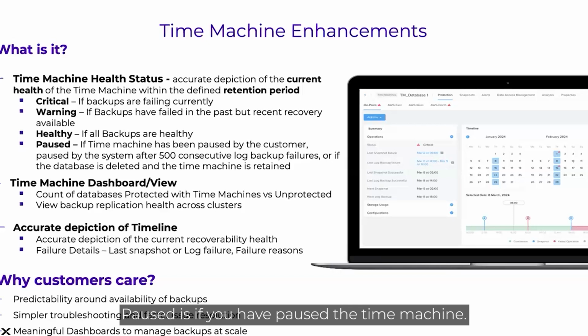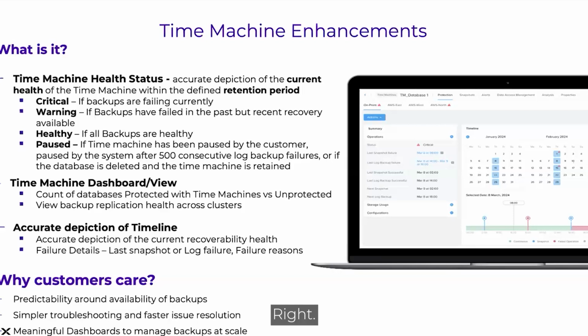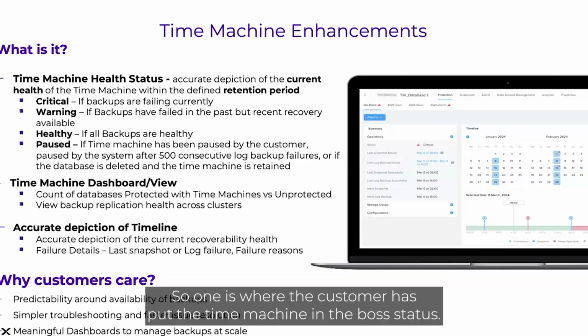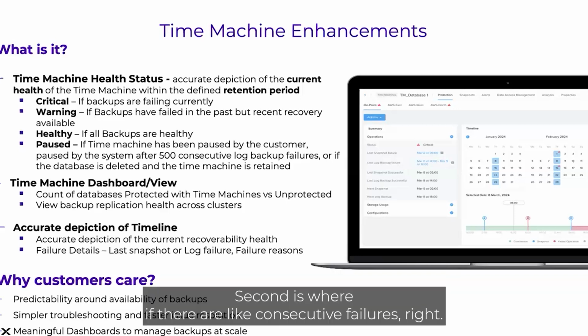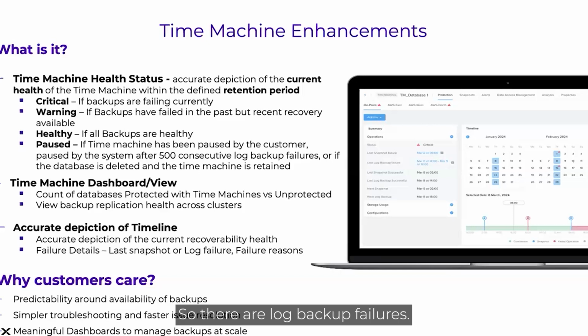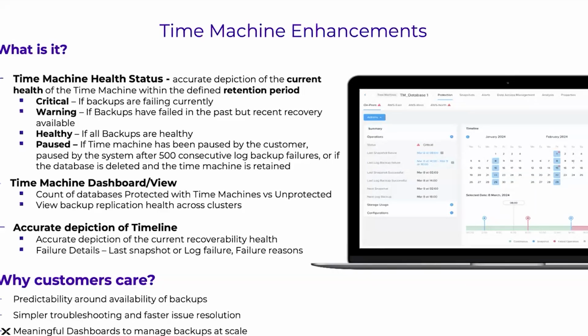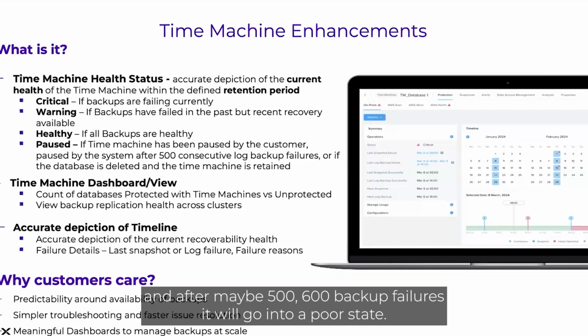Paused is if you have paused the time machine, right? So there are three use cases for when a time machine will go into pause. One is where the customer has put the time machine in a pause status. Second is where there are consecutive failures, right? So there are log backup failures and the time machine is just going on failing continuously. And after maybe 500, 600 log backup failures, it will go into a pause state.